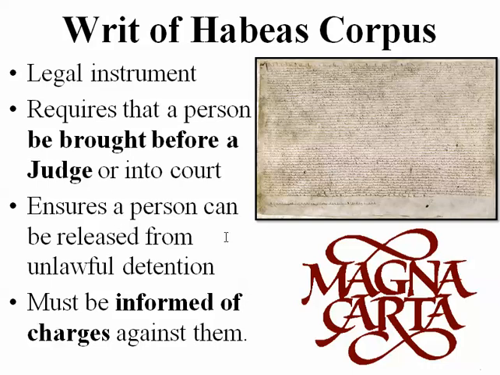So this ensures a person can be released from unlawful detention if there's no probable cause he needed to be in detention. So this instrument, writ of habeas corpus, had been around since the Magna Carta 1215, when the nobles made King John I sign the Magna Carta, saying that he would give them rights to a writ of habeas corpus, this legal instrument, requiring that they be brought before a judge if they're accused of a crime.